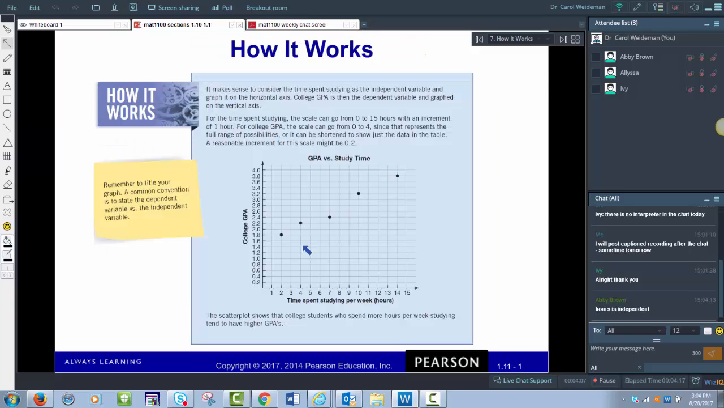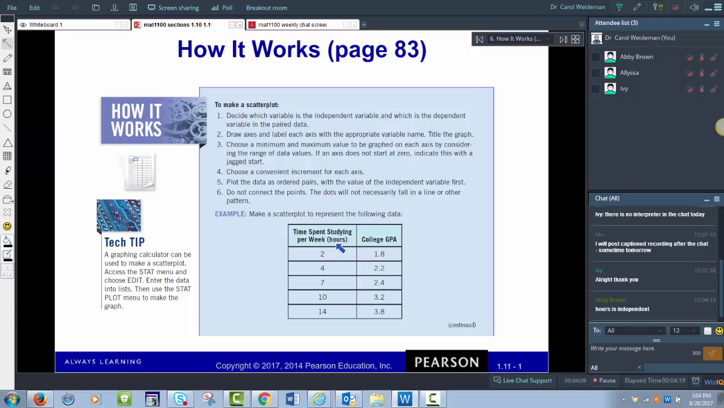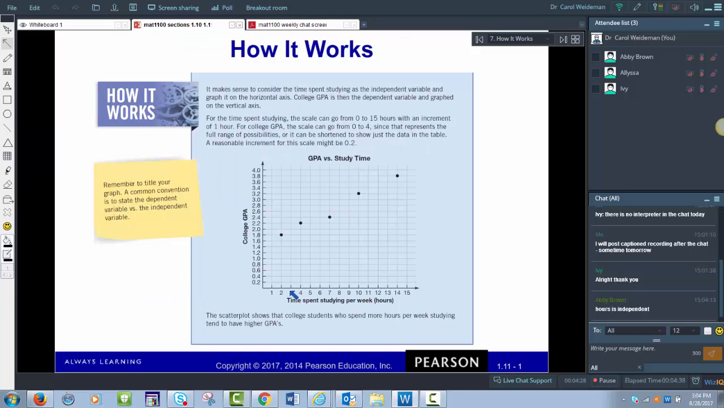If I go back just for a second, look at the values here. They go from 2 to 14. So we might say, okay, we're going to do our scaling from 0 to 15, maybe with units of 1 or 2 on the increments. The GPA, the smallest one we have here is 1.8 up to 3.8, so maybe we go from 1 to 4, or 1.5 to 4. There's not necessarily a right or a wrong way to do it. They actually started at 0 in both cases here, and then they plotted the points, and notice they're not connected.